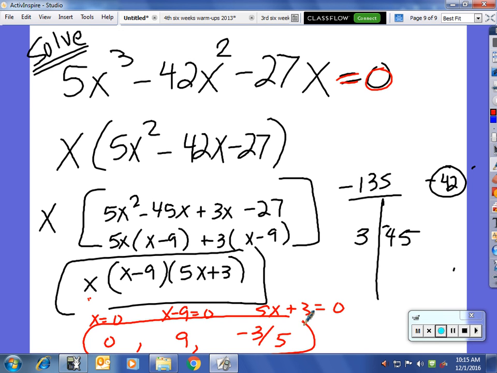So sometimes you stop at the factors. When do you stop at the factors? When there's no equal sign, and when the directions say to factor. Sometimes you have to give me answers. When do you give me solutions or answers? When it equals something, and when it says solve instead of just factor. So you got to know the difference.